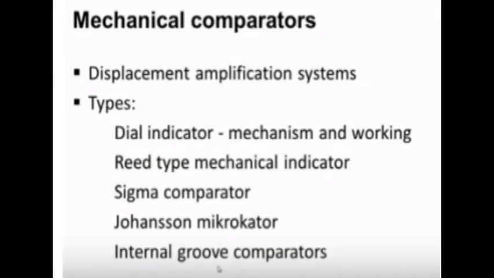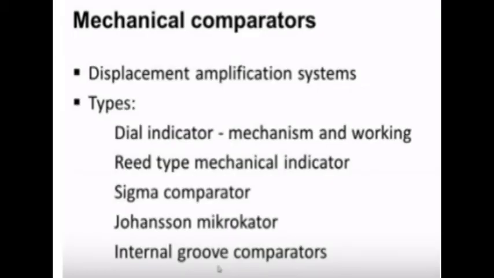So, what are the essential characteristics of a good comparator? Characteristics are various features of comparators we have discussed in this lecture, and the classification of comparators. So now, one by one, we will discuss these comparators. In today's lecture, one comparator we will discuss.